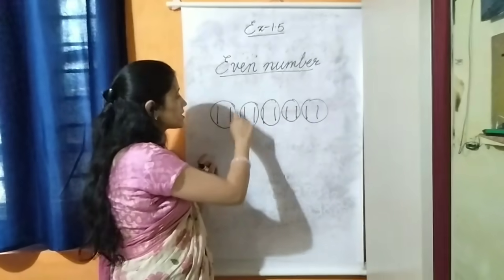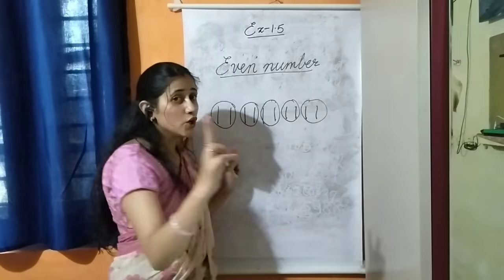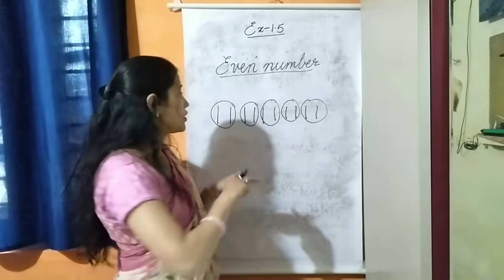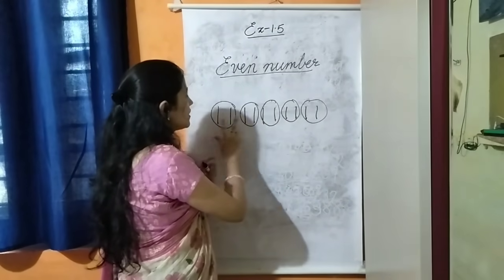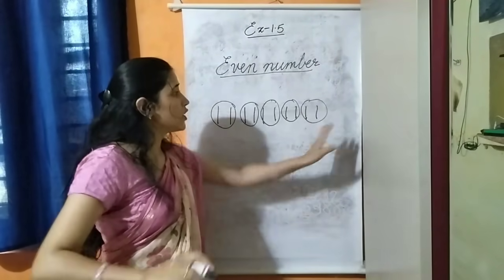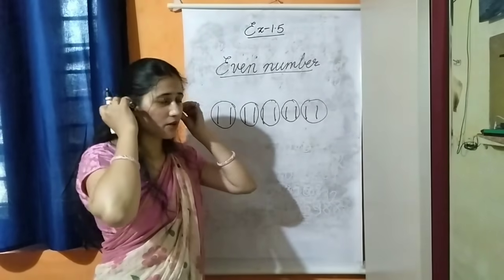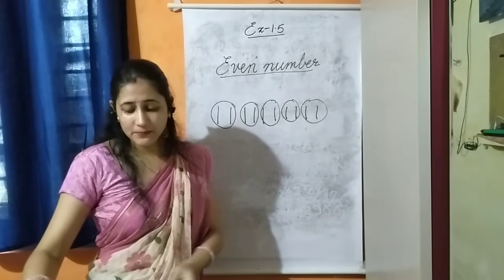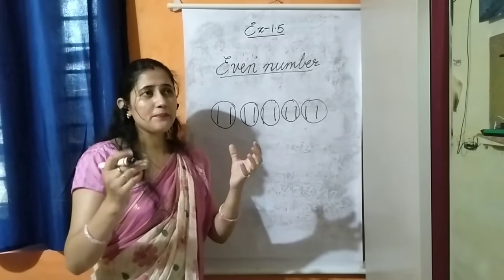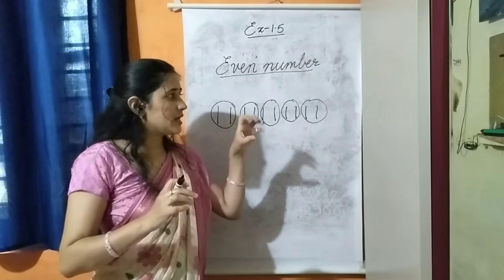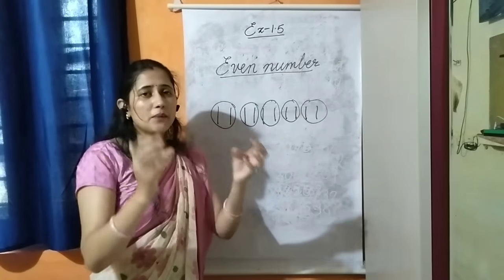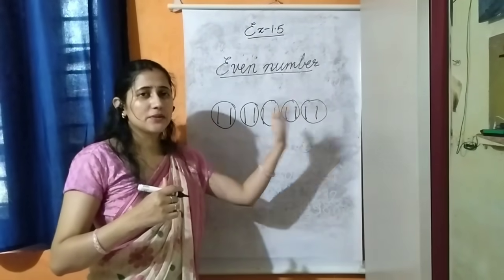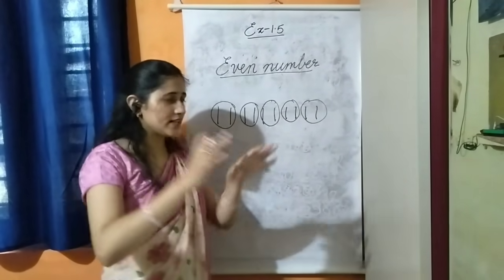In each circle there are 2 lines. You can see, students, in each circle there are 2 lines. I told you pair means a set of 2. Okay, so in each pair we have put 2 lines and no line is left behind. Okay, that means 10 is an even number. And when we get an even number, the group of those numbers make pairs. Okay, and no number is left behind alone.